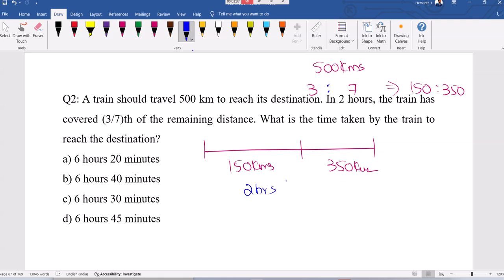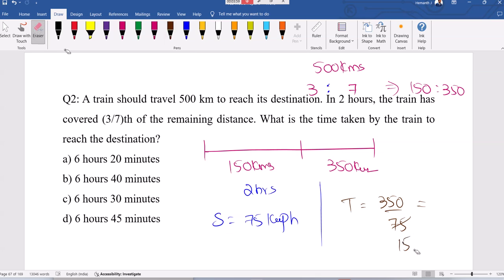See, indirectly the speed is 75 kilometer per hour, because 150 in 2 hours means 75 kilometer per hour. Now to cover this distance, 350 kilometers with 75 speed, 5 fifteens or maybe 25, 25 threes, 25 14 times. 14 divided by 3 hours, which is 4 2 by third of an hour.